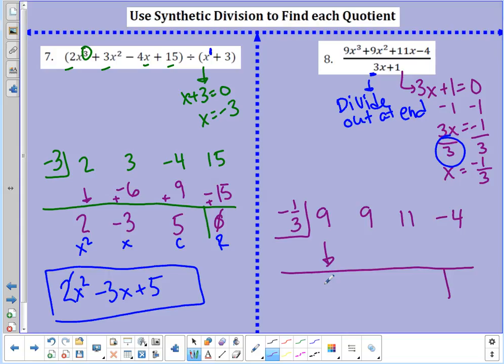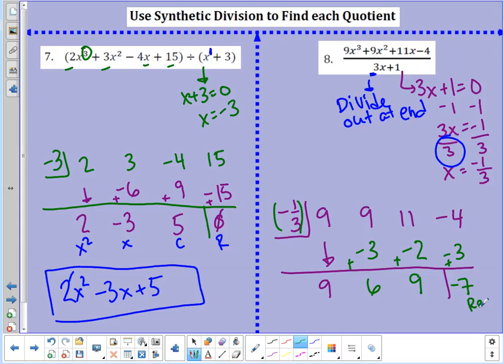So I drop the 9 down. Now, you can use your calculator to do this, but really it's just negative 1/3 times 9, which is negative 9 divided by 3. If you want to use your calculator, make sure you put it in parentheses. That's negative 3. Then I add them up. 9 and negative 3 is 6. Negative 1/3 times 6 is negative 6 divided by 3, which is negative 2. Add those up and I get 9. Then negative 1/3 times 9 is negative 9 divided by 3, which is negative 3. Add them up and you get negative 7.